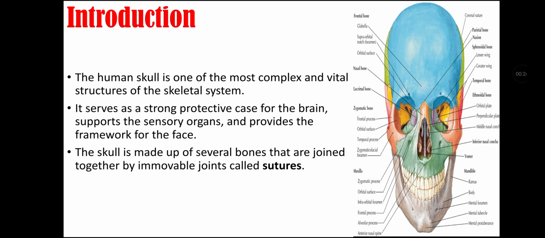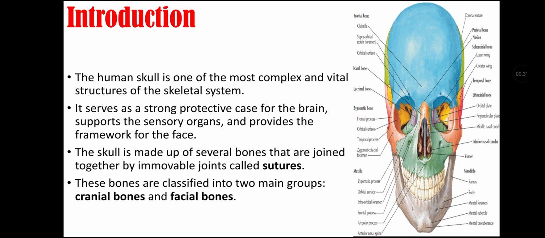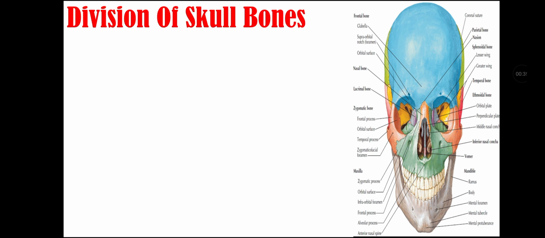Skull is made up of several bones that are joined together by immovable joints that are called sutures. These bones are classified into two main groups, cranial bones and facial bones. So, skull bones are divided into two groups as we know, cranial bones and facial bones. First, we will talk about cranial bones, then we will talk about facial bones.